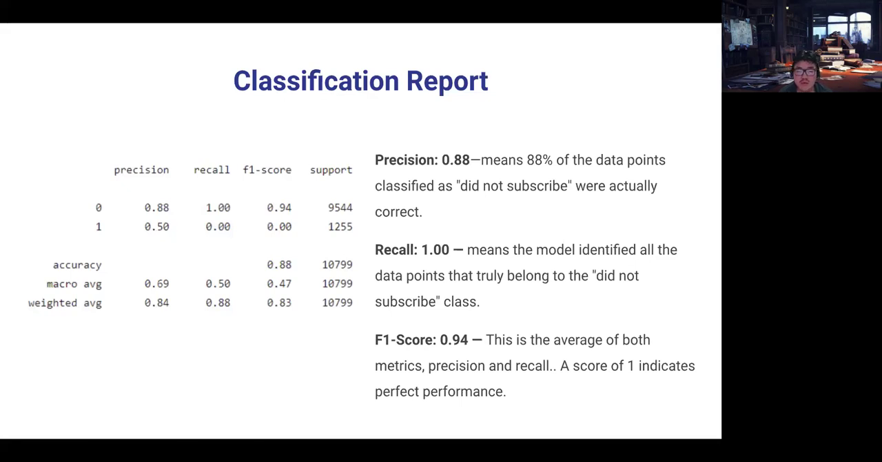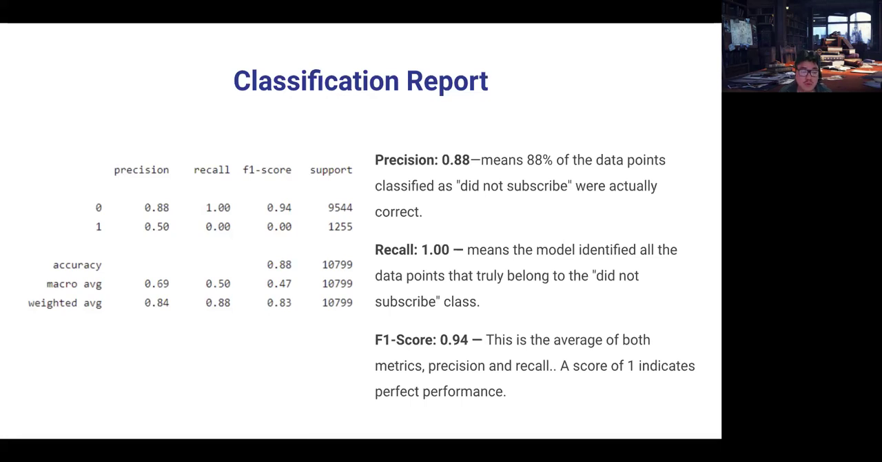0.94, that number is the average of both of the metrics, precision and recall. A score of 1 indicates a perfect score. In this case, the score is 0.94, which is a very, very good score.